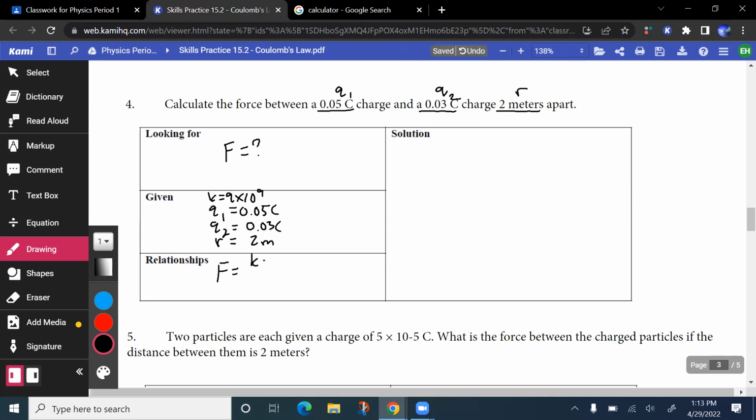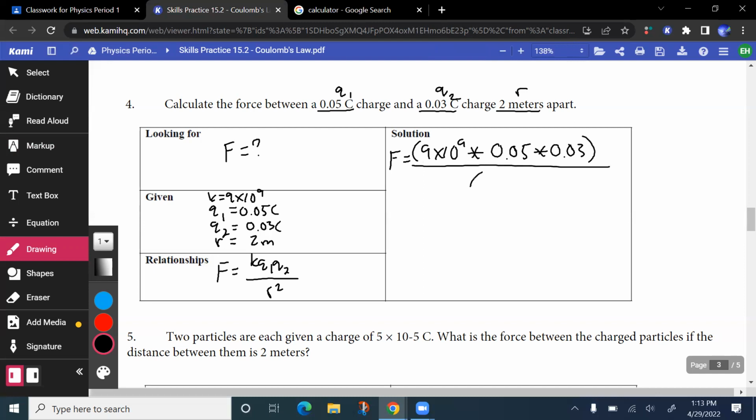F is K times Q1 times Q2 divided by R squared. F would be 9 times 10 to the 9, times charge 1, 0.05, times charge 2, 0.03 coulombs, close parentheses, divided by, open parentheses, 2 meters apart, close parentheses, squared. Put that in our calculator.